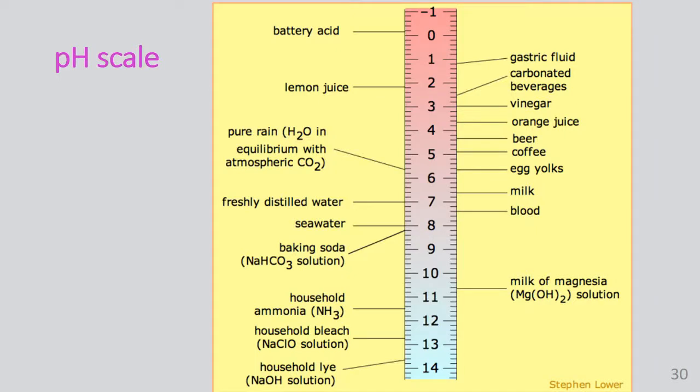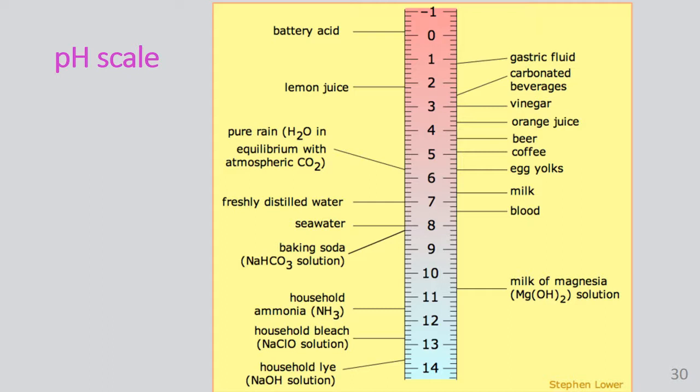Here's just a pH scale that you can study later. Battery acid has a pH of down actually below 0, which is very, very acidic. You can see vinegar has a pH around 3, orange juice a little bit less than 4. Coffee is close to 5. Freshly distilled water is right exactly at a 7, although pure rain is a little bit acidic because it's got some CO2 dissolved in it.